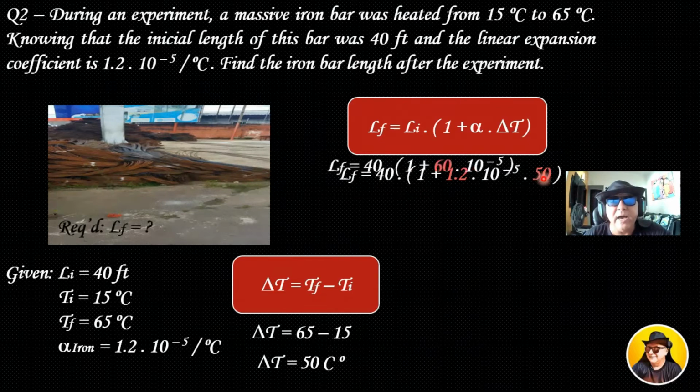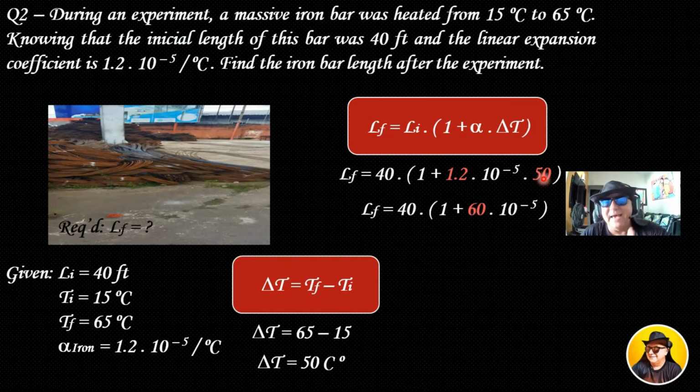Okay, so I have that LF is 40 times 1 plus 60. Why 60? 60 is the result of 1.2 times 50. It is 60. Okay, now see what I'm going to do. You see here 10 to minus 5. I'm going to multiply 10 to minus 5 by 60. It means that I'm going to move the point 5 spaces to the left.